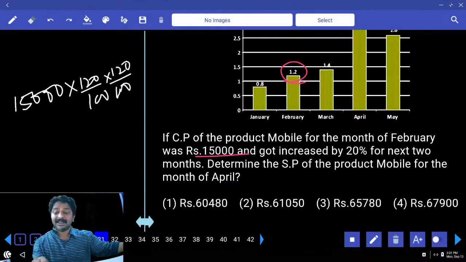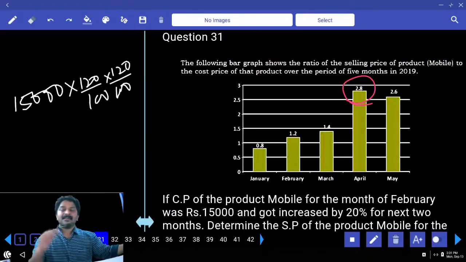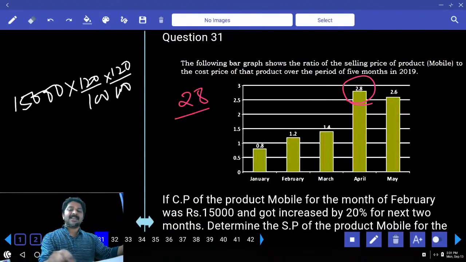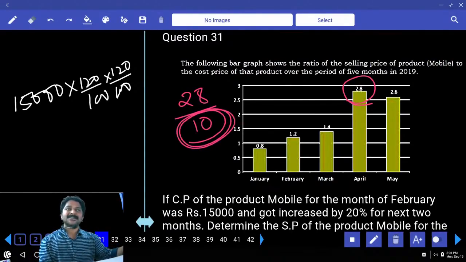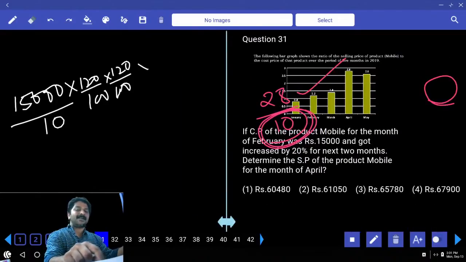But we need to calculate the selling price. Now in the month of April, 2.8 we have. That is 28/10. So I can read cost price as 10 parts and selling price as 28 parts. 1 part is equal to 15,000 into 120% into 120% divided by 10, and 28 parts is equal to that into 28. This is our final answer.